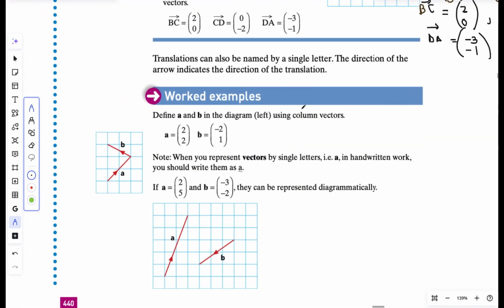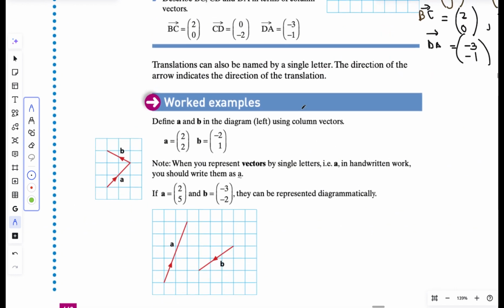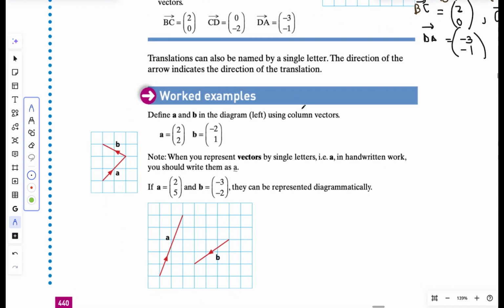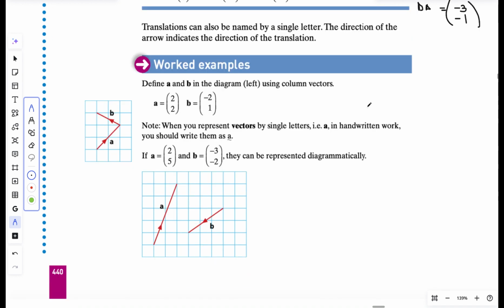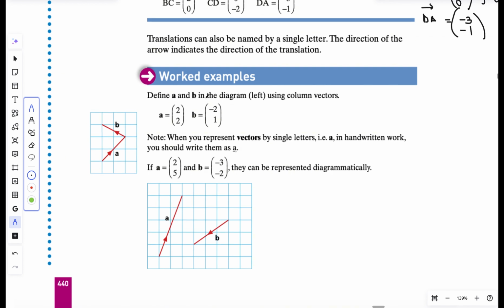Now let's go to the next one. We say translation can also be named by a single letter. So instead of writing DA, you can just call it vector a, small letter. You bold it, okay? Or small letter b, small letter c. So you can use small letters to represent vectors. Is that okay? Okay. So that's that for that. A translation can also be represented by a single letter.